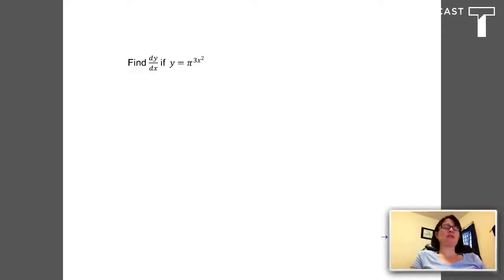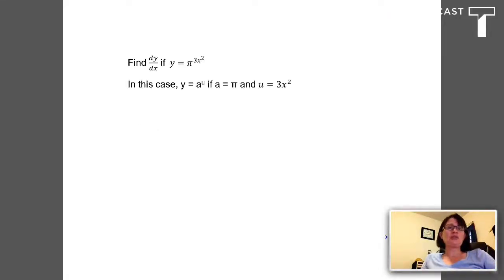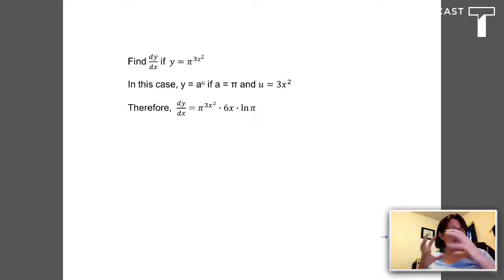Alright, now here I have a function, y is pi raised to the 3x squared. So I have a base that is not e, and I have an exponent that's a function of x. So in this case, a is pi, u is 3x squared, and I want to take the derivative with respect to x. So dy dx is that exact same function I started with, pi to the 3x squared, times the derivative of the exponent, du, which is 6x, times the natural log of the base. In this case, the base was pi, so I multiply by the natural log of pi.